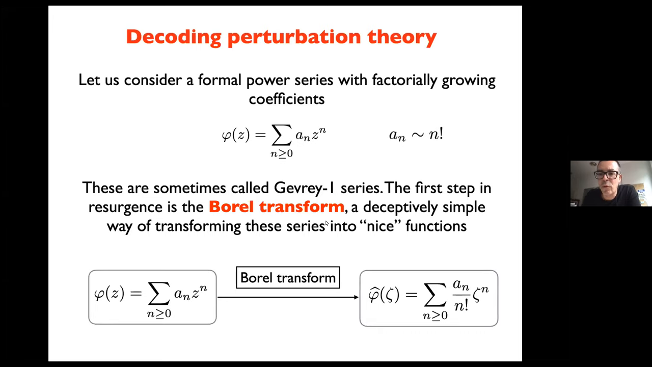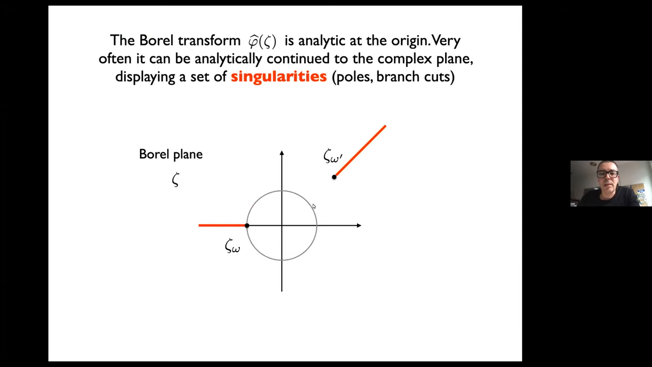So the only thing you have to do is to take this a_n, which grows like n factorial, and essentially divide it by n factorial. So you cut this factorial growth in such a way that the series that you obtain here, which I'm going to call the Borel transform of my original series, is going to have typically a finite radius of convergence. So this function, as I said, is analytic at the origin typically.